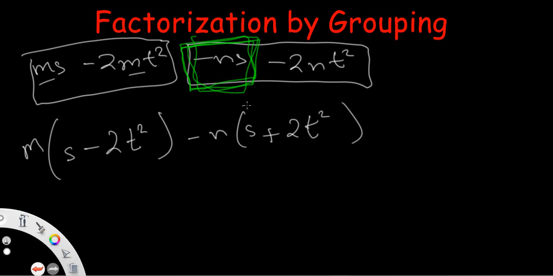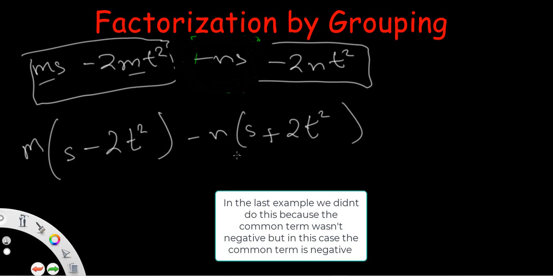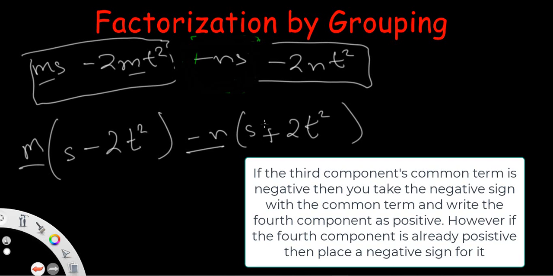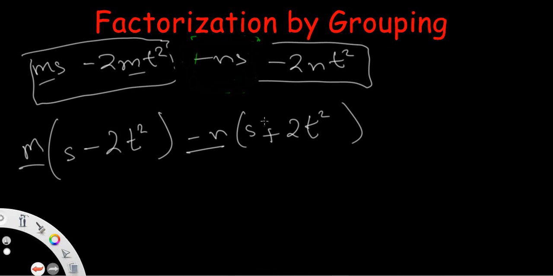Okay, so let me erase this, I shouldn't have done all this. So what you do is when you have the third component being negative, so here the third component is negative, you just take the negative sign outside with the common term. So here, this is the common term, and here, this is the common term. With the common term, you take the negative sign outside, and for the fourth component, you just write it as a positive. Okay, just that simple, that easy. Now if it was plus here already, instead of minus, then you would have to write a minus here. Why? So that later on when you multiply these two, it will become plus.